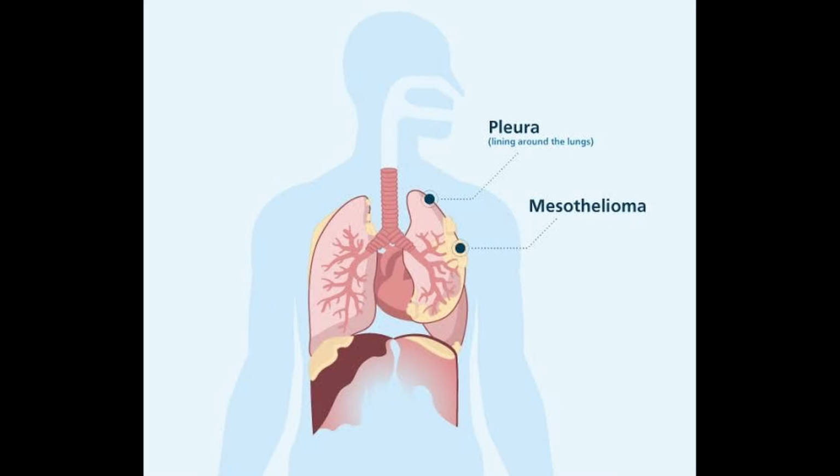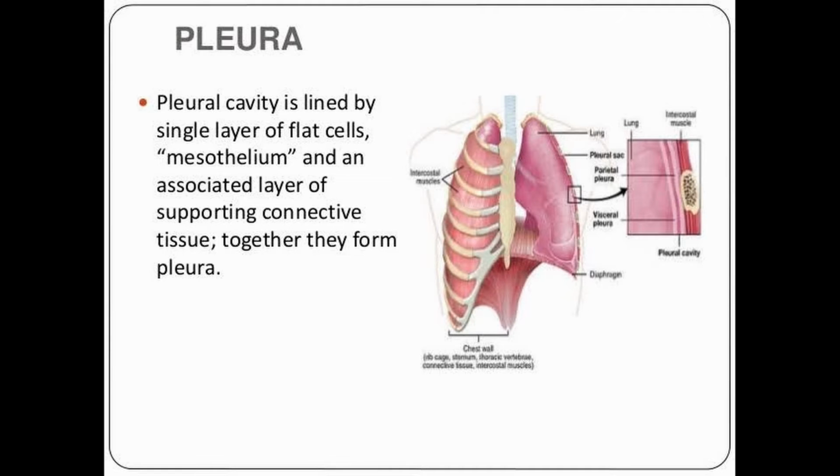Firstly, we discuss what is pleura. The pleural cavity is lined by a single layer of flat cells, that is mesothelium, and an associated layer of supporting connective tissue. Together they form the pleura. So the pleura is formed by the mesothelial cells and the layer of connective tissue, and together they are termed the pleura.